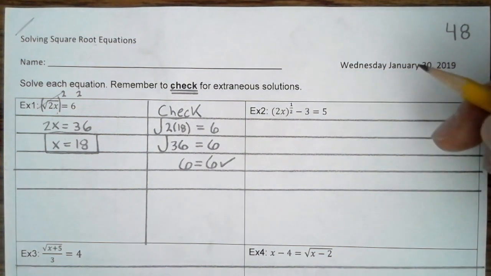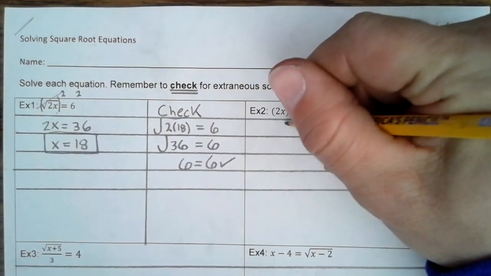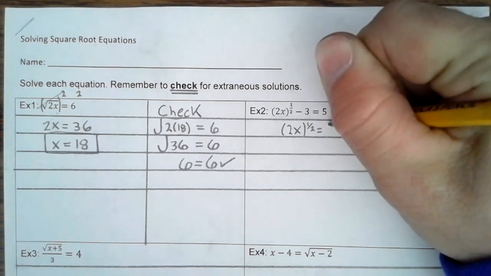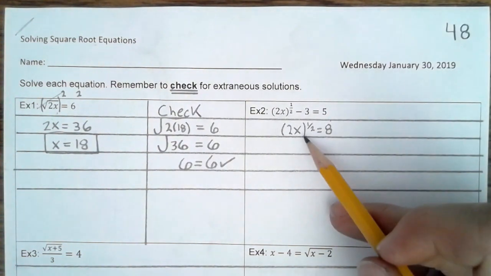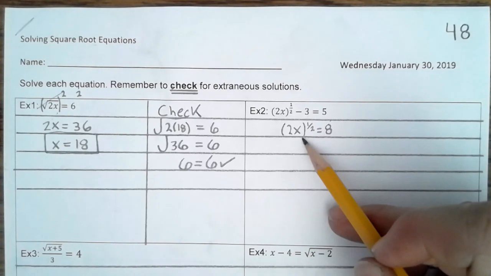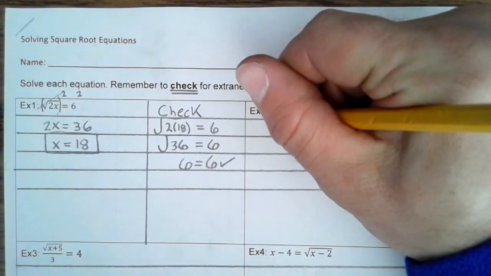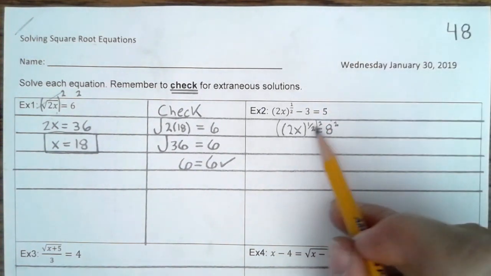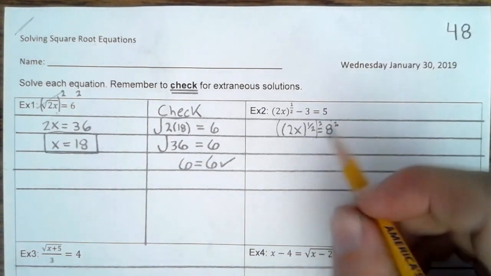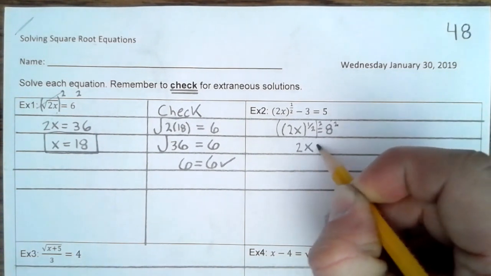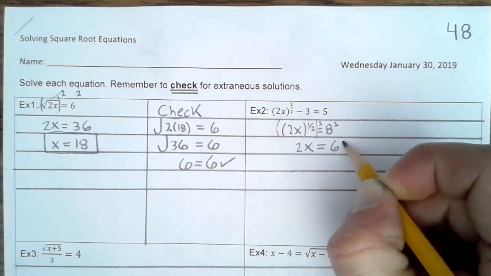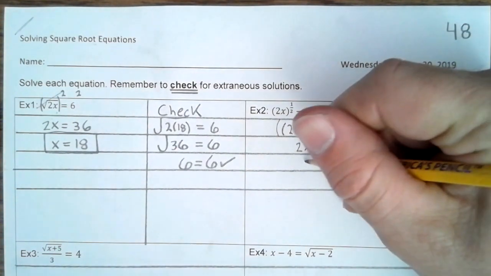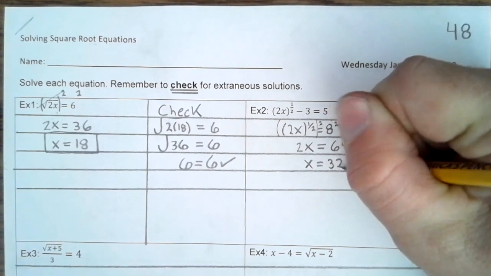All right, so first we need to isolate the square root. So we're going to add 3 to both sides. So we have 2x to the 1/2 power equals 8. Now the square root is isolated, so now we need to square both sides. One half times 2 is 1. 2x to the 1 power is 2x. 8 squared is 64. Divided by 2, x equals 32.